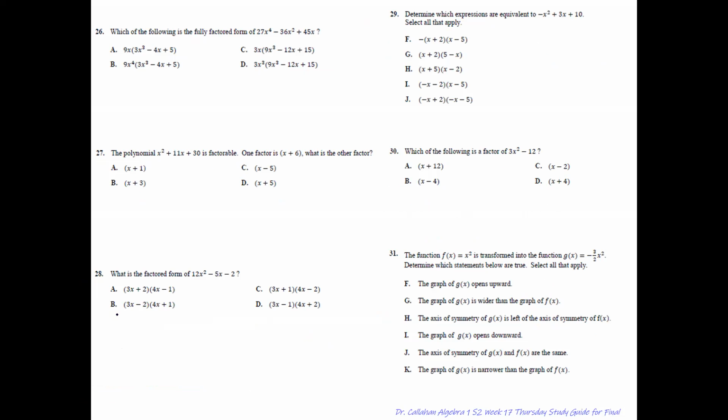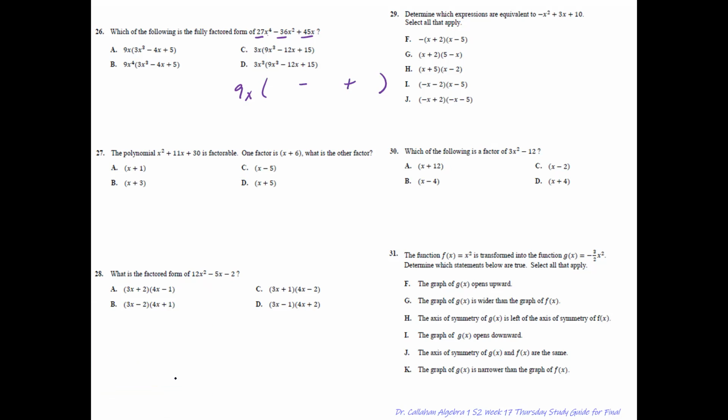All right, let's go ahead and take a look at number 26. Number 26, 27, 36, and 45. What can you take out from all of that? You can take out 9. X to the 4th, x squared, x. You can also take out an x.